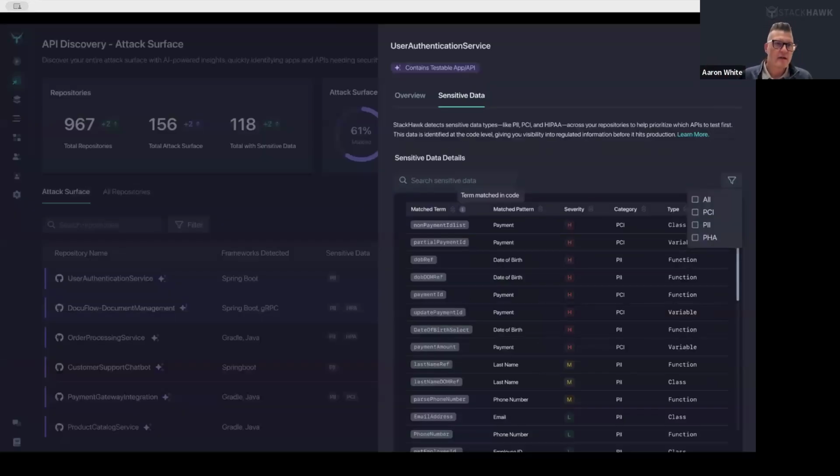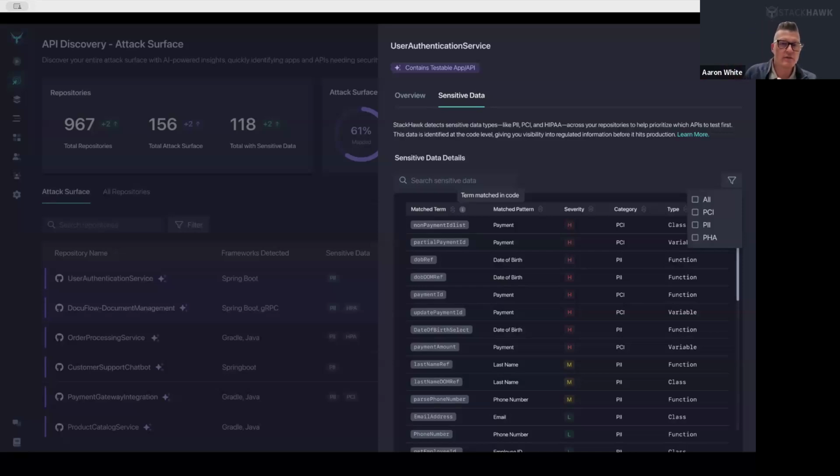So as we can see here, from our attack surface page in StackHawk, I've got my list of repositories, applications, and APIs that we've identified as having a testable repository within your code bases. I can still see which frameworks are detected. I can see the development activity. When was the last commit? Who made that last commit? How many commits have happened over the last 30 days?